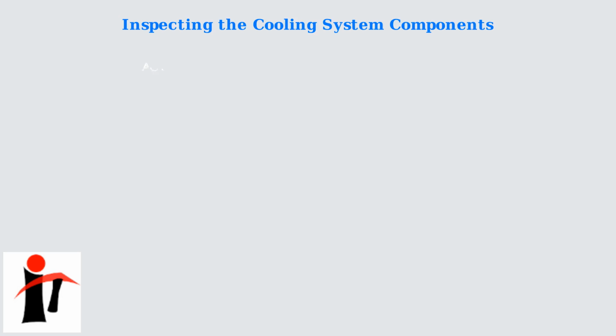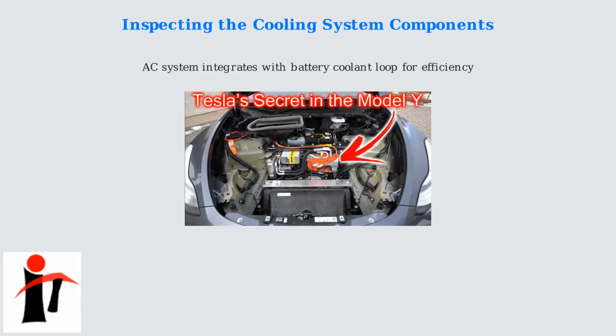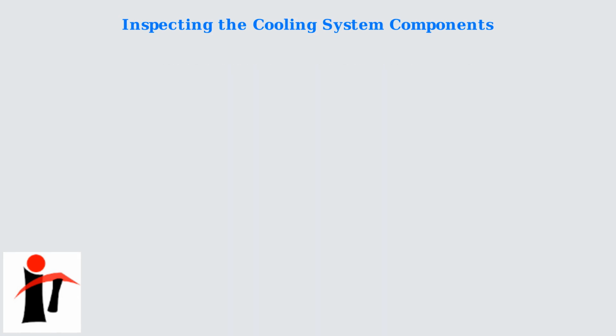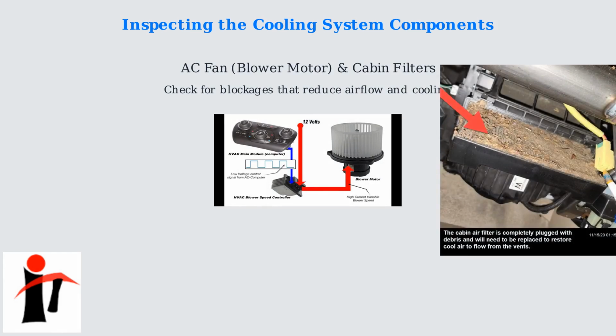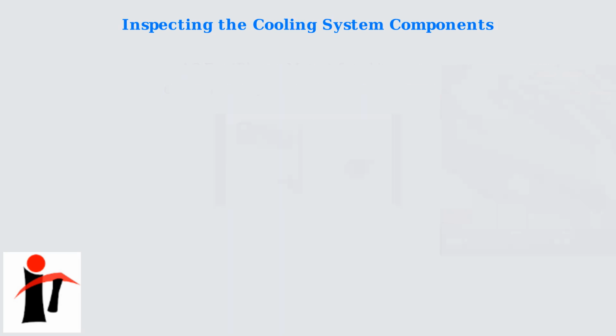The Tesla Model S AC system integrates with the battery coolant loop for maximum efficiency. This shared thermal management helps regulate both the battery temperature and cabin cooling. Key components to inspect include the AC fan, also called the blower motor, and the cabin air filters. Blockages in these areas can significantly reduce airflow and cooling performance.